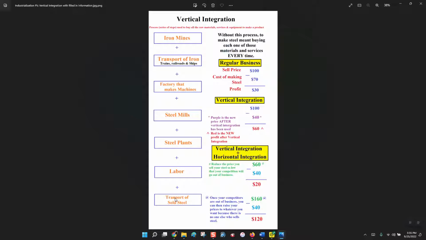But now that you have bought all of this, next time you make a steel beam, your cost is going to be a lot less, which is going to be about $40 per steel beam. So instead of regular business at 70, now that you've bought a lot of this stuff, you're going to pay $40 for a steel beam and you still sell it for 100. So what does that mean? Now you're making $60 profit because you never have to buy these things anymore because you invested so much of your money already into it.